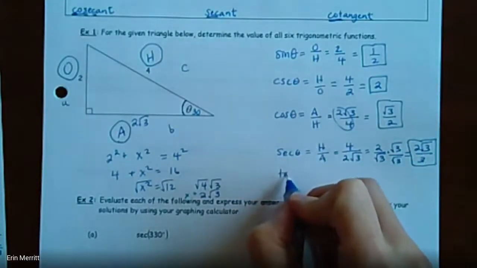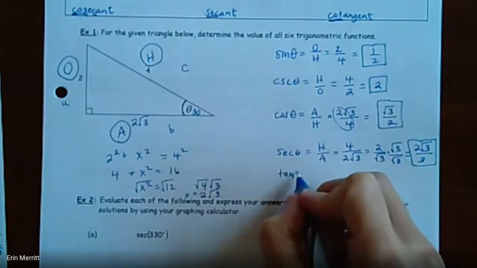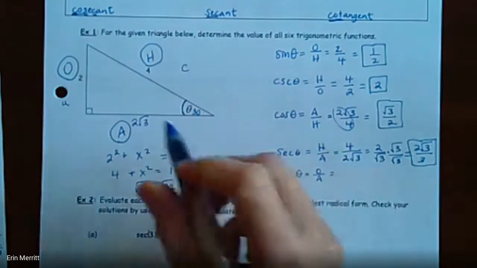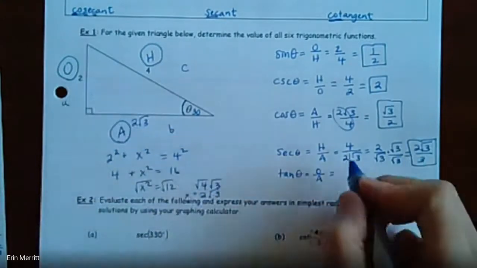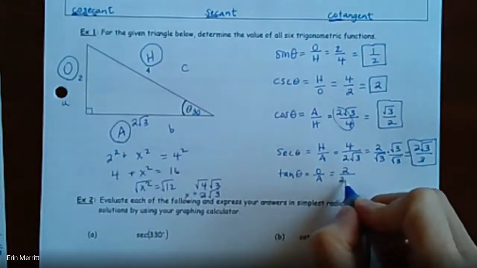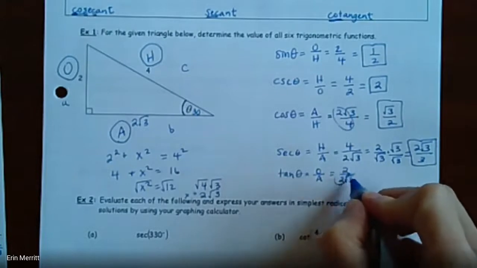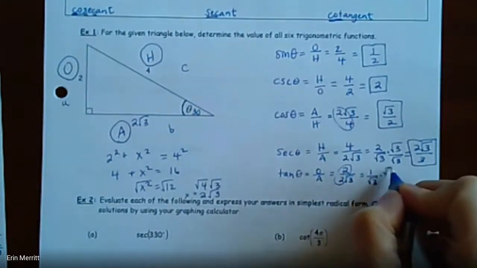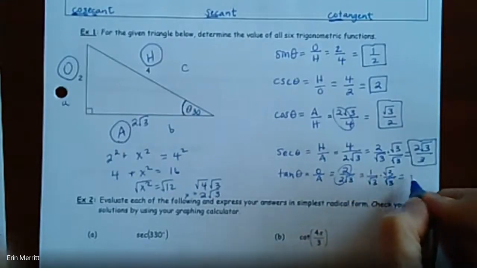Last ones, we got tangent. Tangent is opposite over adjacent. So the opposite side over the adjacent side would be 2 over 2 radical 3, which those simplify, and I get 1 over radical 3. And then, yes, you have to play the game of rationalizing it.